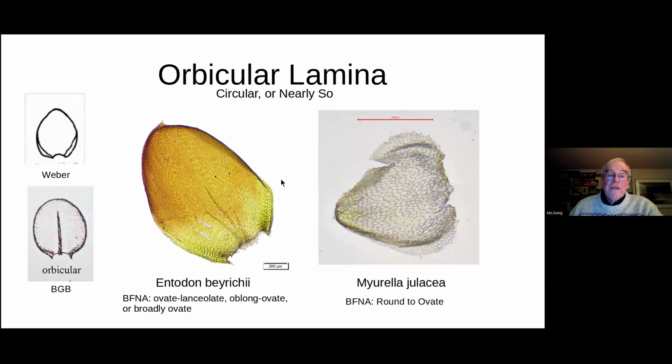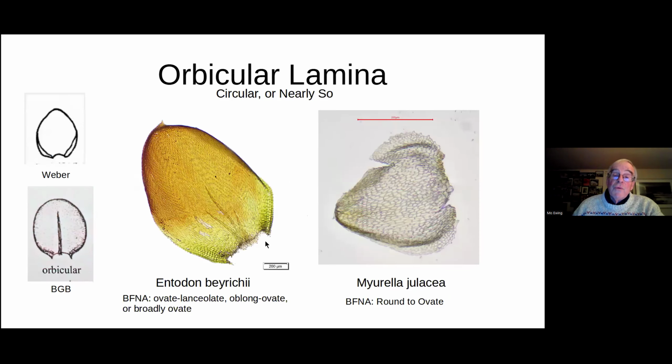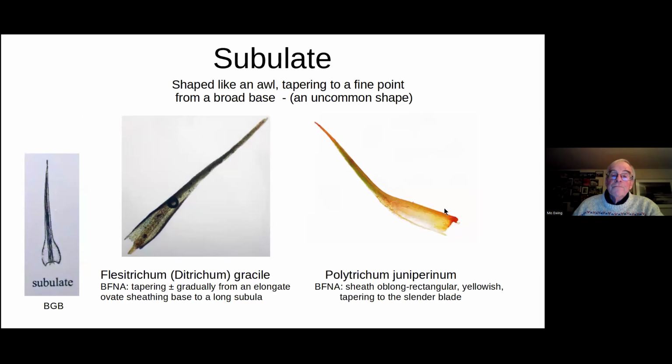And then orbicular are lamina that are almost round. So this, you get pretty close to almost round with this. These are a little bit more almost round. And again, I had a hard time finding examples of this. I don't think that there are that many that are really orbicular, but they're really, really fat guys here.